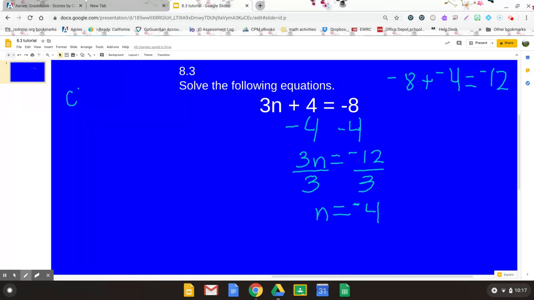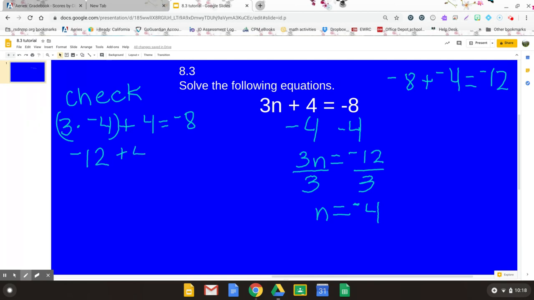To check that, I'm going to rewrite the problem, but now I think I know what n is equal to, so I'm going to substitute that in. So it's 3 times negative 4, and I'm going to put that in parentheses. You don't have to, but it helps me remember my order of operations, and then I have to do multiplication before addition or subtraction. So it's 3 times negative 4 plus 4 equals negative 8. I'm multiplying a positive 3 times a negative 4, so my signs are different. So my answer will be negative.